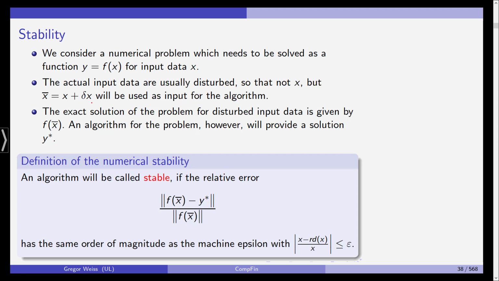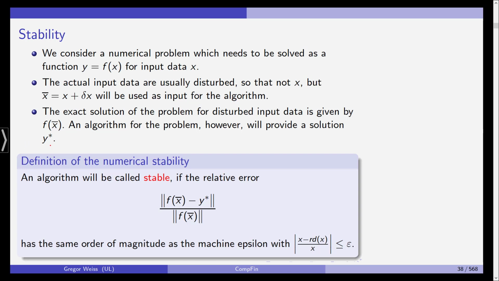Now, what is stability? The exact solution of the problem for disturbed data is given by f of x bar. Remember, garbage in, garbage out. If your mathematical problem is perfect and you are inserting faulty data, don't expect to get the result y. You are expecting f of x bar. So you expect your algorithm to work properly, but you are expecting a different result than y, obviously, because you have different input data. Now, an algorithm for the problem will provide a solution y star.